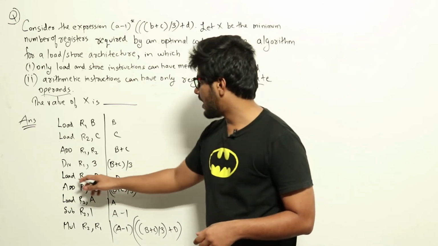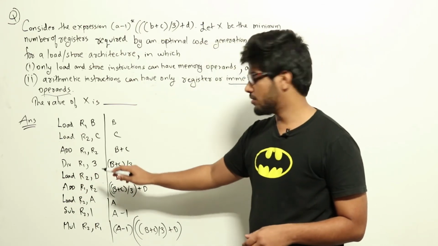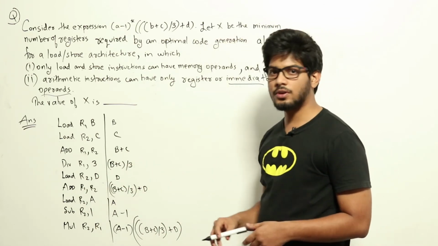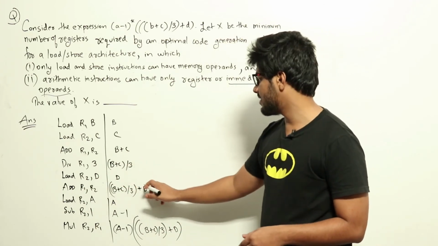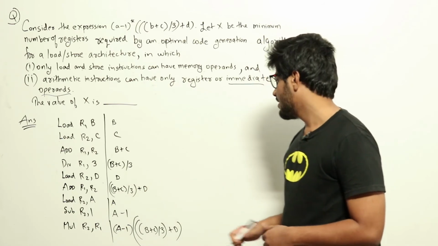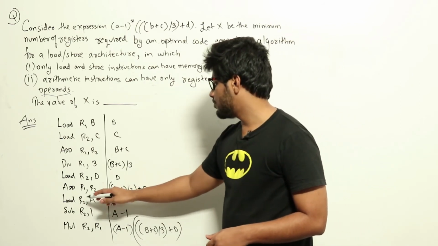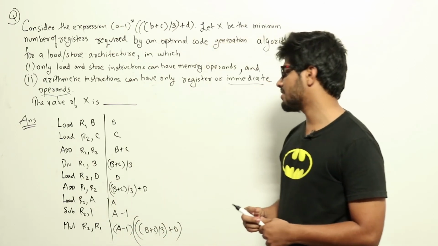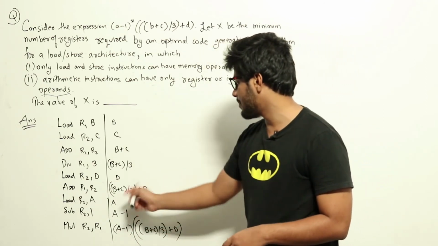Now we are doing load R2 D. So D is loaded into R2. Add R1, R2, meaning R1 plus R2 is put into R1. Now R1 will have (B plus C) by 3 plus D stored in it. Now we load A to R2. After that we are doing subtract R2, 1. So R2 becomes A minus 1.